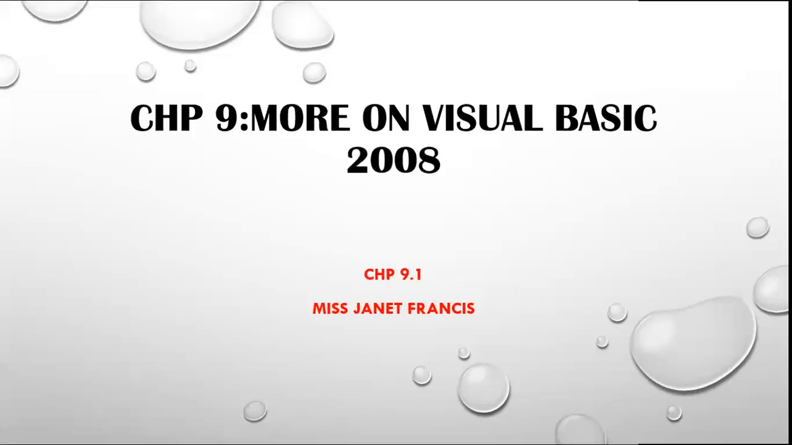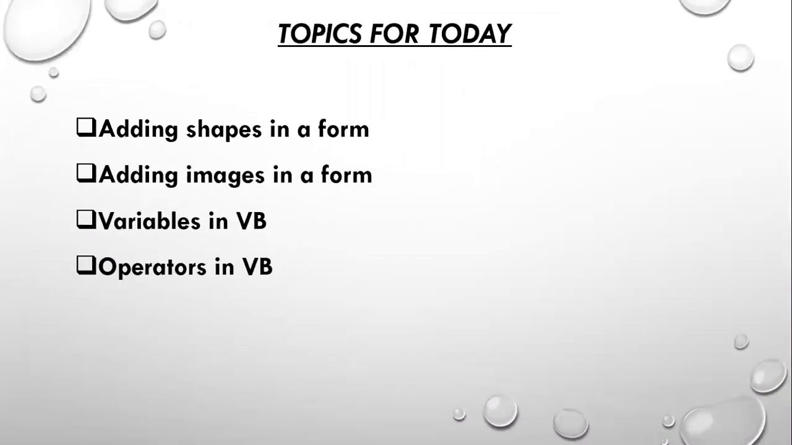So, what all we will learn today, let's quickly look at it. First one that you see is adding shapes in a form. Then we'll check how we can add images in a form. Third one we'll see is the variables that are available in Visual Basic. And at last, we will check the operators in Visual Basic.